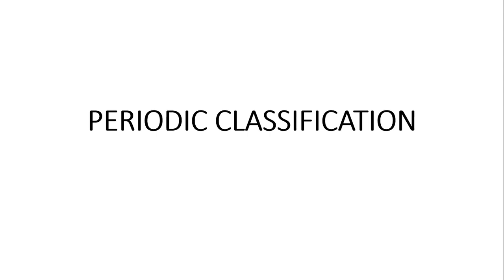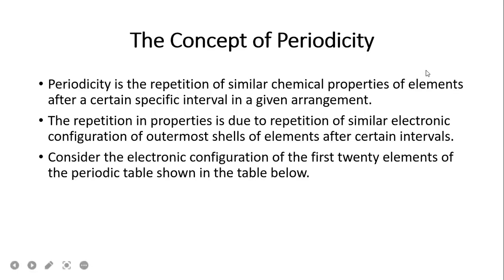Our topic is the periodic classification. In the past video, we saw the concept of periodic classification, and we discussed the various terminologies related to this periodic classification. So in this video, we're going to discuss the concept of periodicity. Now, what do we mean when we say periodicity? Periodicity is the repetition of similar chemical properties of elements after a certain specific interval in a given arrangement.